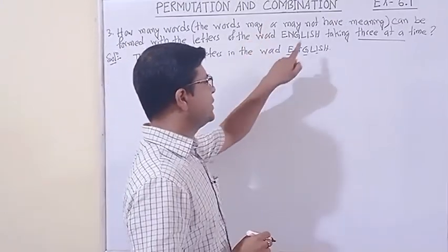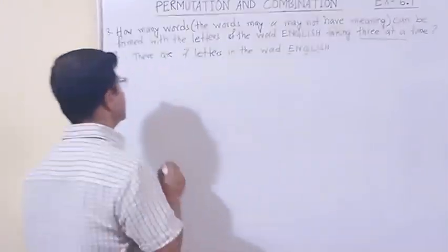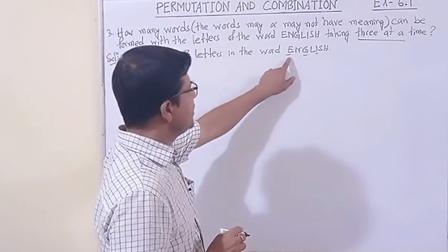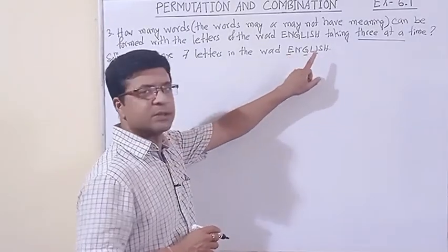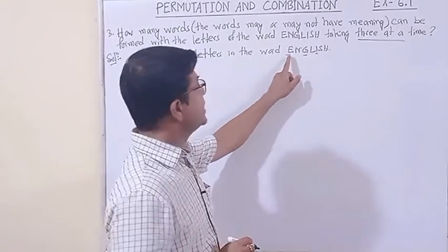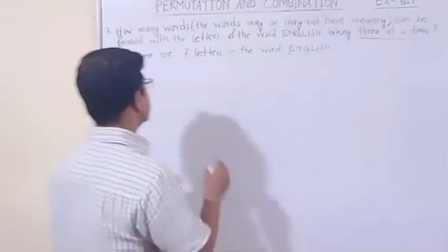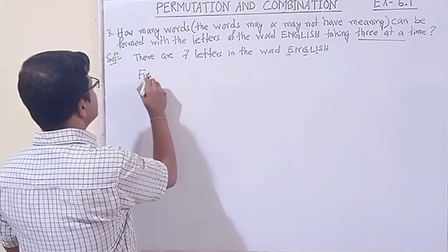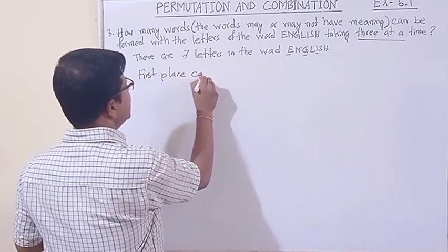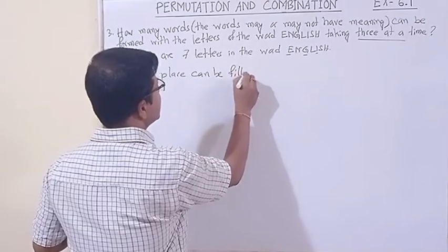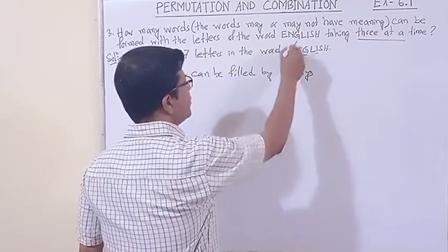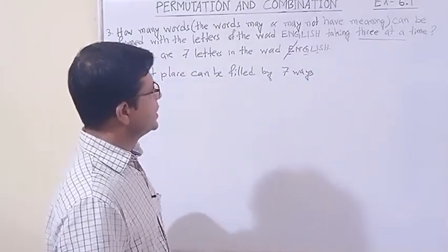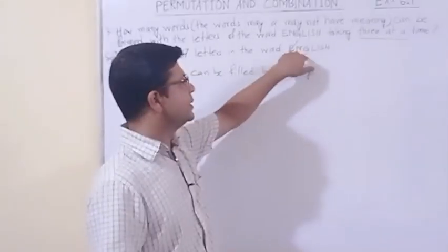Suppose this is the first alphabet, this is the second alphabet, this is the third alphabet. Now this first place can be filled in how many ways? As there are 7 letters, so this first alphabet can be filled in 7 number of ways. Correct? So let us write this. The first place can be filled by 7 ways. Now one letter we have already filled up.